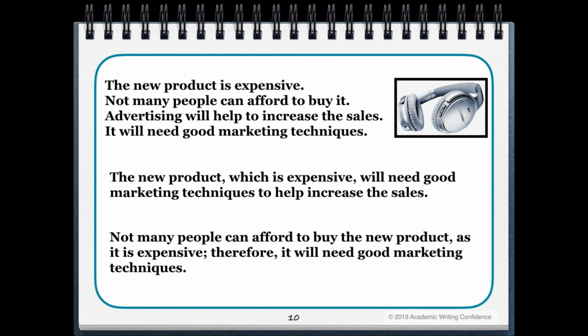And here's another way to combine all of the information into one sentence. Not many people can afford to buy the new product as it is expensive. Therefore, it will need good marketing techniques. Now here we've used the word as to give more information.